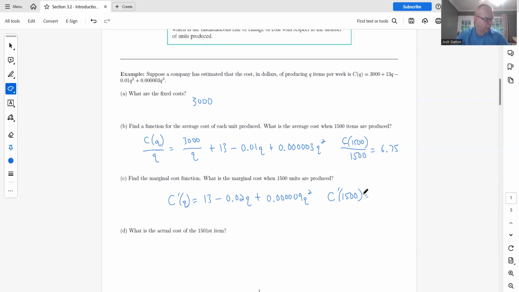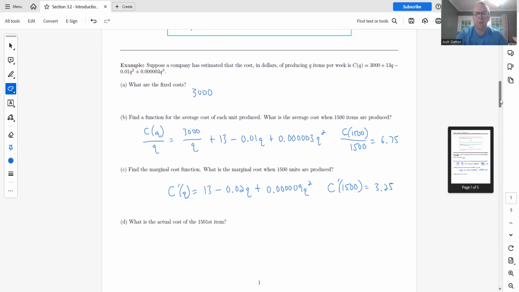We can plug 1,500 into that function, and we get 3.25. What this tells us is that the approximate cost of producing the next item is $3.25.